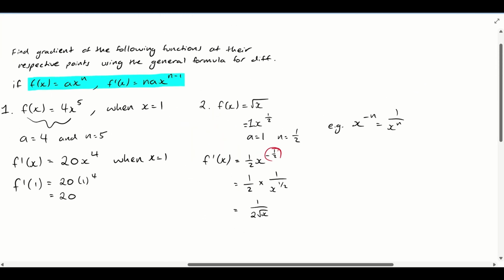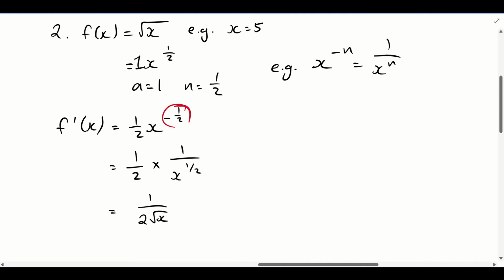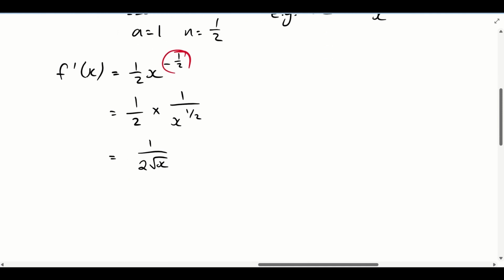And if I give you a value for x, for example when x is equal to 5, we can find the gradient of the original function when x is equal to 5 by putting it into this formula that we just came up with. The derivative at 5, or when x is 5, is 1 divided by 2 times the square root of 5. And that would be your answer.